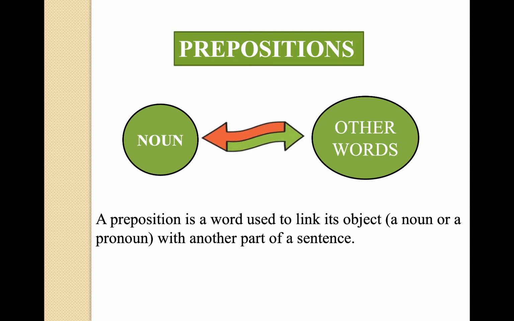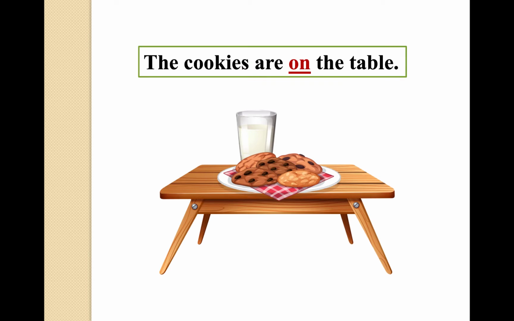But how does a preposition represent this relationship? Let us look into it with an example. The cookies are on the table. The preposition in this sentence is "on", and it is representing the relationship between the cookies and the table.